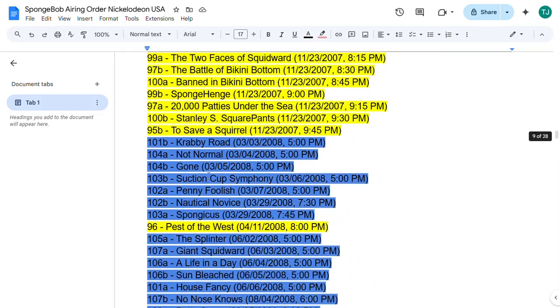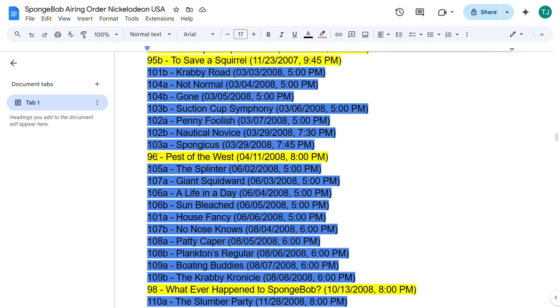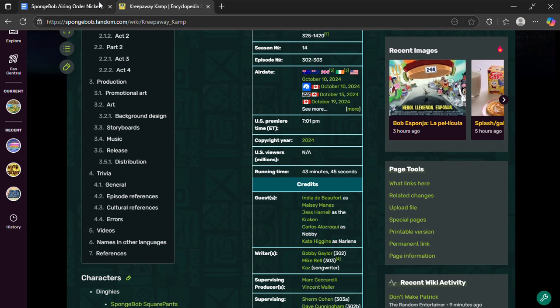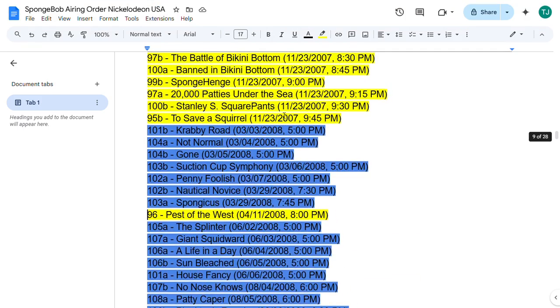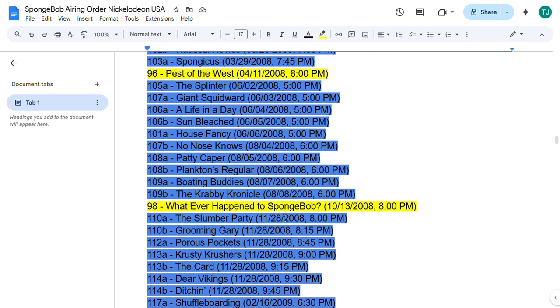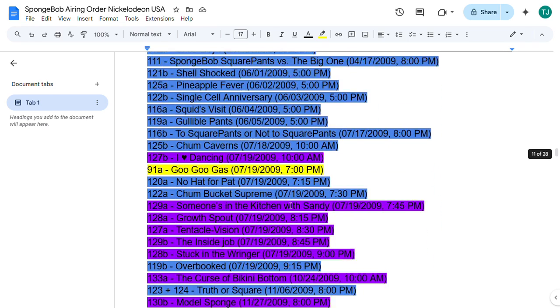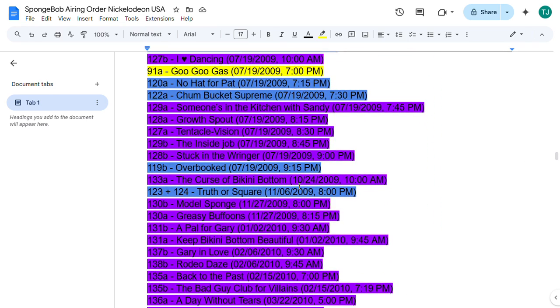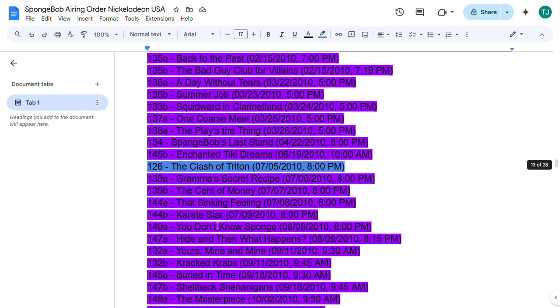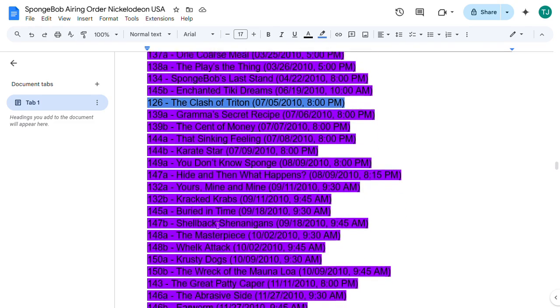Now we get to the case of specials, which are episodes that don't count as part of an episode; they count as themselves. We already talked about the ones that count as two episodes. Now we're talking about the normal ones. They usually space these out, which is why when a lot of seasons overlap, it's specials. So Pest to the West from season 5 overlaps with season 6, as well as Whatever Happened to SpongeBob from season 5. And the season 6 specials that overlap with season 7 are Truth or Square and the Clash of Triton, which is dandy.